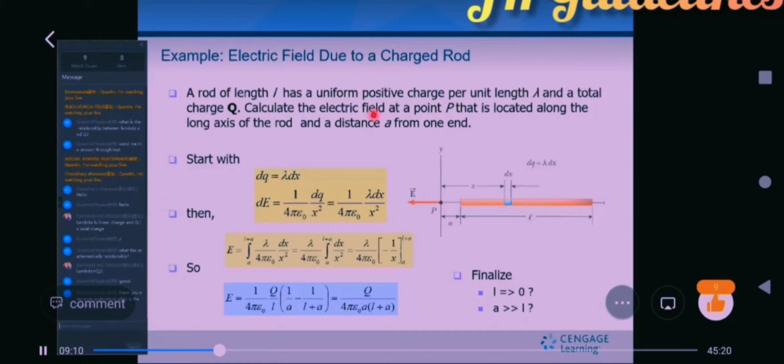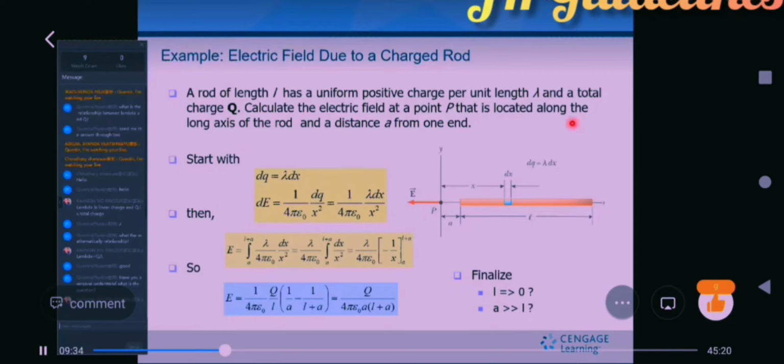Okay? So, let me repeat this problem again. A rod of length L has a uniform positive charge per unit length lambda and a total charge Q. Calculate the electric field at point P that is located along the long axis of the rod and a distance A from one end.